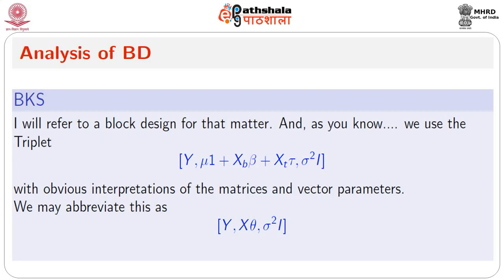That is the triplet, very important in the linear model context. Yes, with obvious interpretations of the matrices and vector parameters. We abbreviate it as y, X theta, sigma square I. Theta is the vector of all the parameters mu, beta, tau.